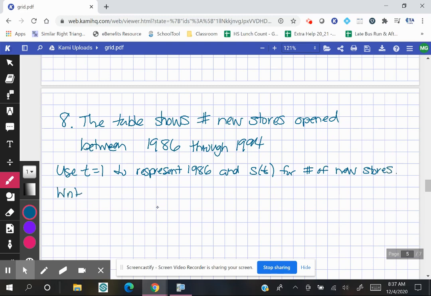And I want you to write the exponential regression equation for the data. And round all your values to the nearest 10,000th.